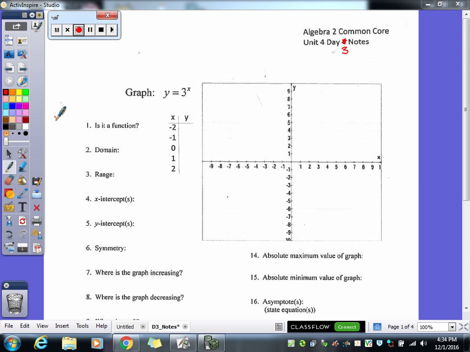So for our day 3 notes, what we are working on is graphing our exponential functions, which you have done before. So this is hopefully going to be a little bit of a review for you. We're going to graph here y equals 3 to the x power.